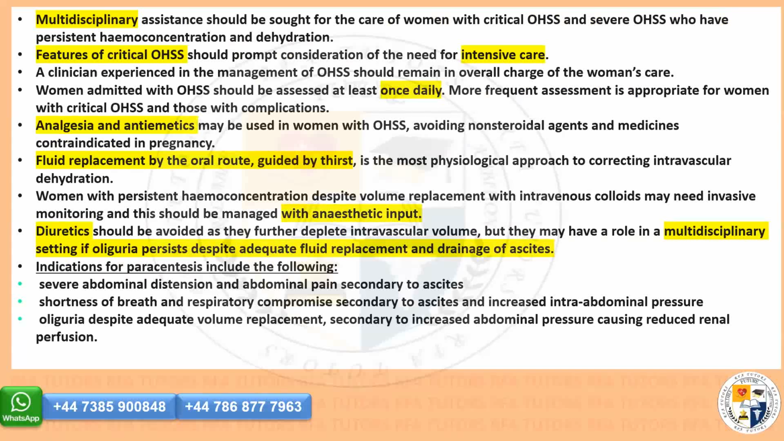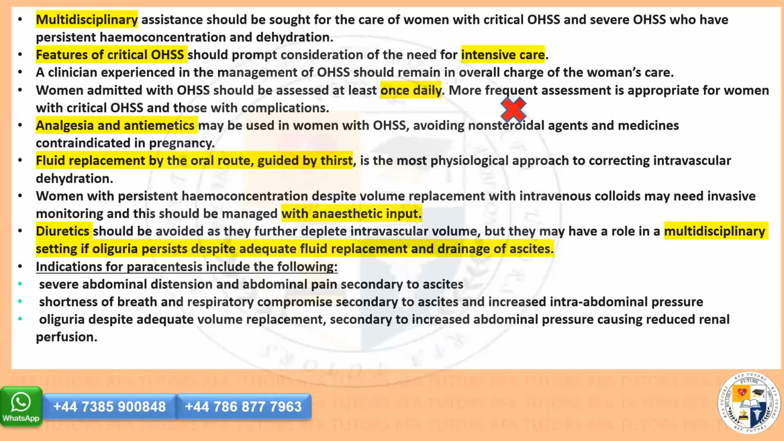At least I know what this guideline says we need for the multidisciplinary assistance. The features of critical OHSS should be managed in intensive care. Okay, I understand that. If a patient is admitted with OHSS, she has to be seen at least daily. Analgesia and antiemetics should be given for the symptoms, but avoiding the NSAIDs. So no NSAIDs here. I've read it from the recommendations and I've learned it. Fluid replacement by the oral route guided by thirst. Okay, I've learned it. And if the patient has persistent hemoconcentration, we need to have anesthesia input in that situation. Diuretics should be avoided because they further deplete the intravascular volume.